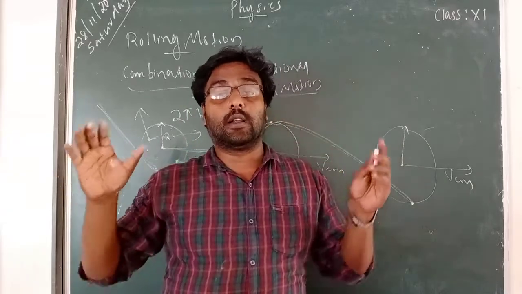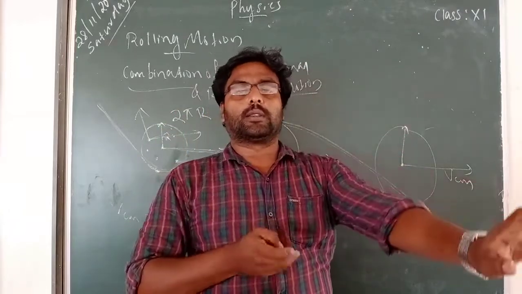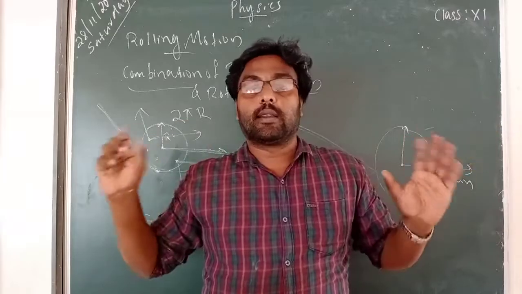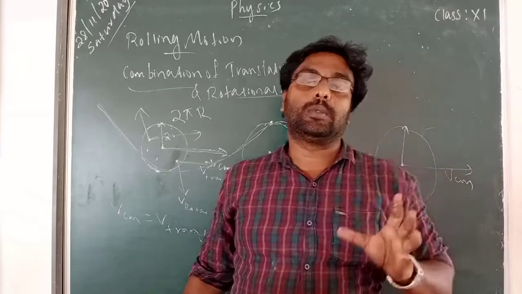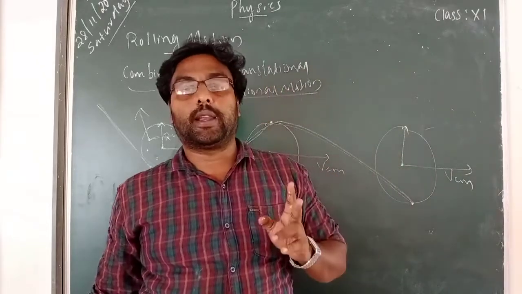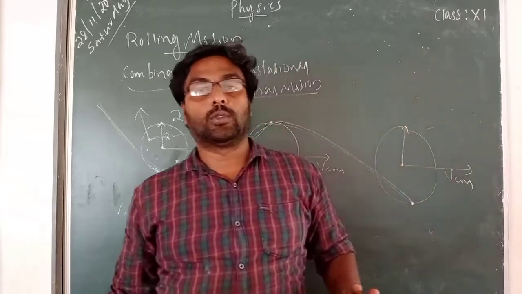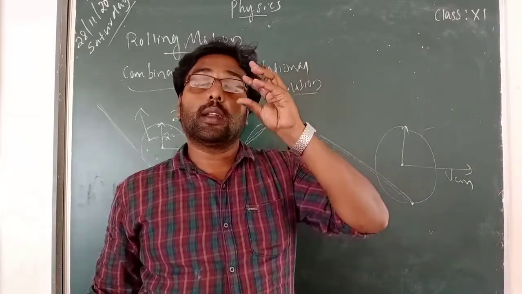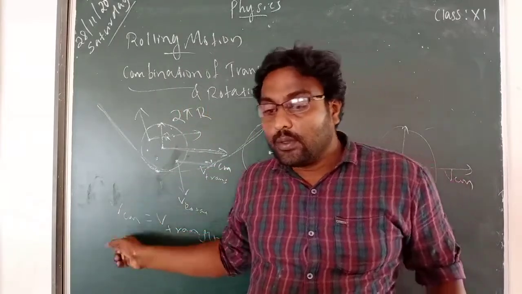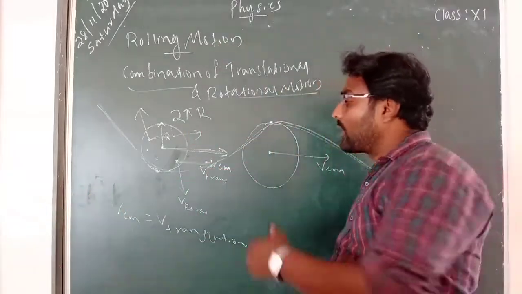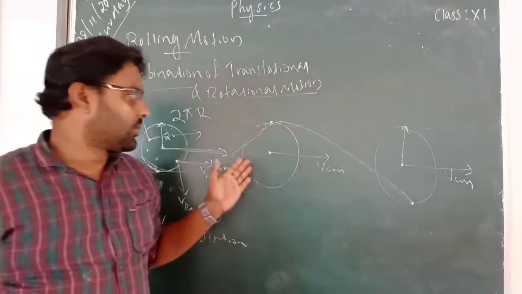If you are choosing a circle or an object which moves, the center of mass always moves in a straight line path, so it possesses translational motion. All other points in this object move in two ways: translational motion as well as rotational motion. The points at the edges move in a cycloid path. Here some diagram is given, you can go through that.